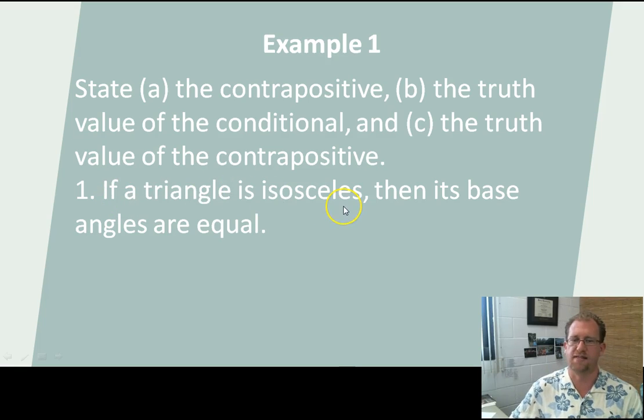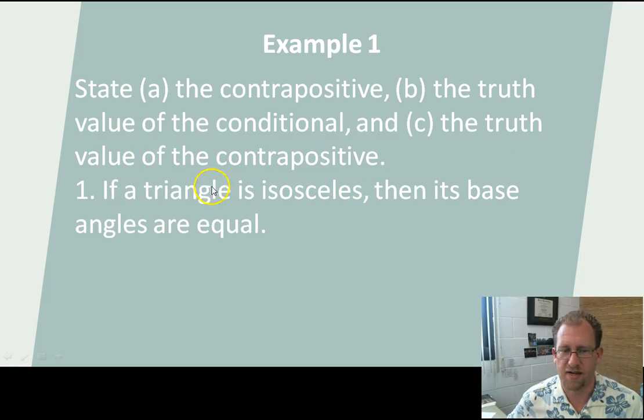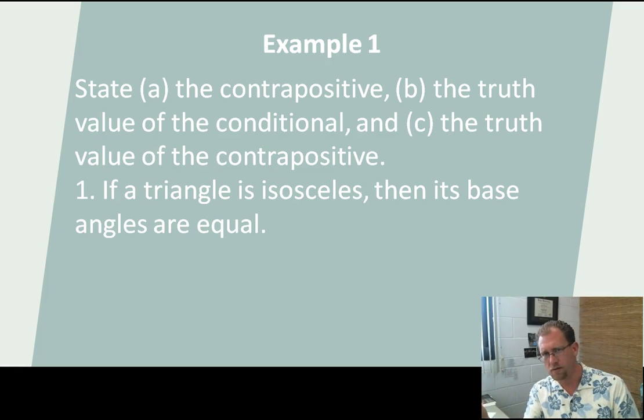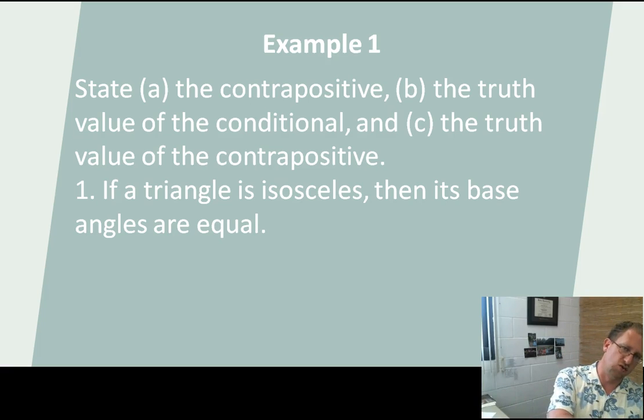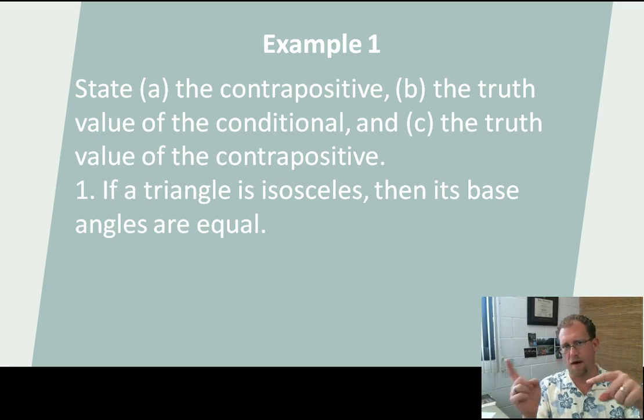So if a triangle is isosceles, then its base angles are equal. We know that that's true. What's the contrapositive of that? Well, if its base angles are not equal, then it's not an isosceles triangle, right? I switched the hypothesis and the conclusion, and I negated them both.